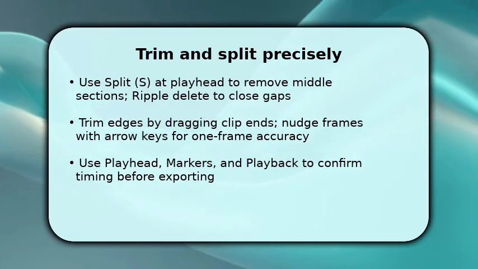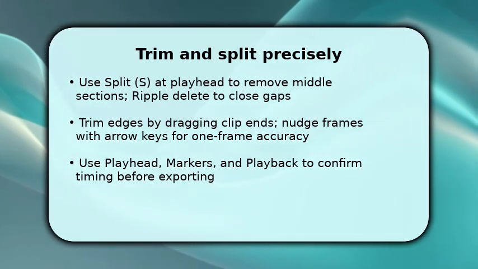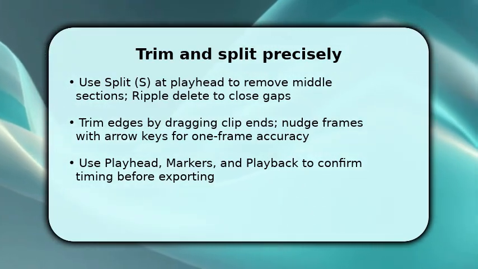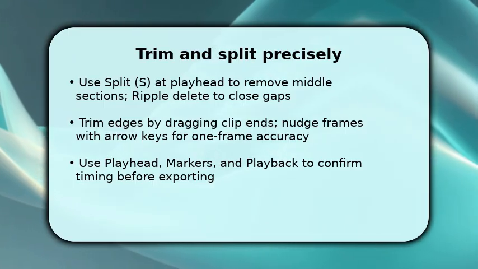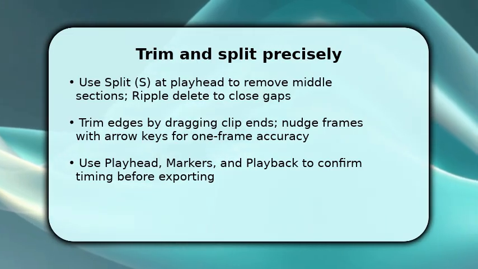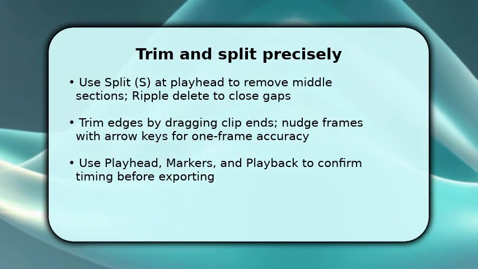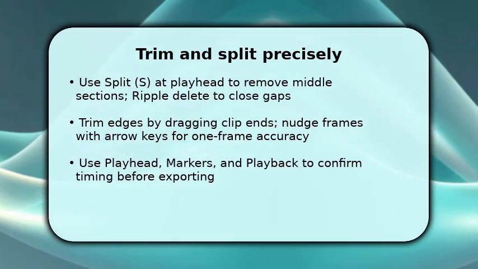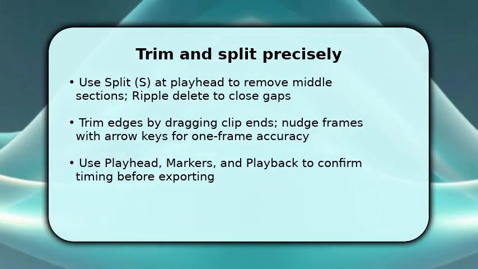Once a segment is removed, use Ripple Delete to automatically close gaps, which preserves sync. For finesse, drag clip edges to trim or nudge the clip one frame at a time with arrow keys. This prevents jump cuts. Also drop markers on beats or speech to align cuts, because rhythm anchors viewer attention.